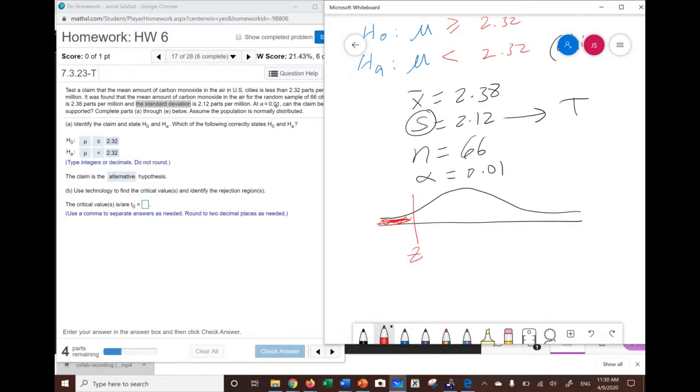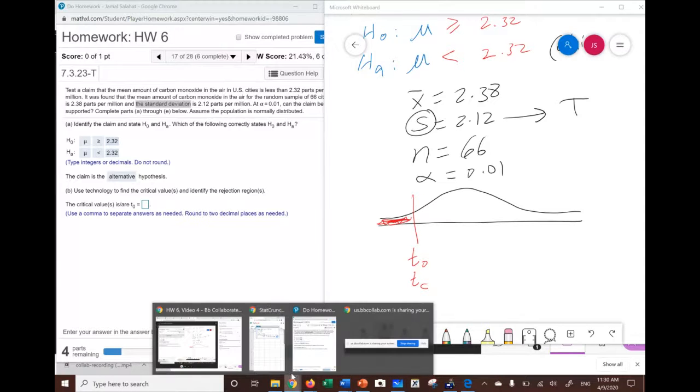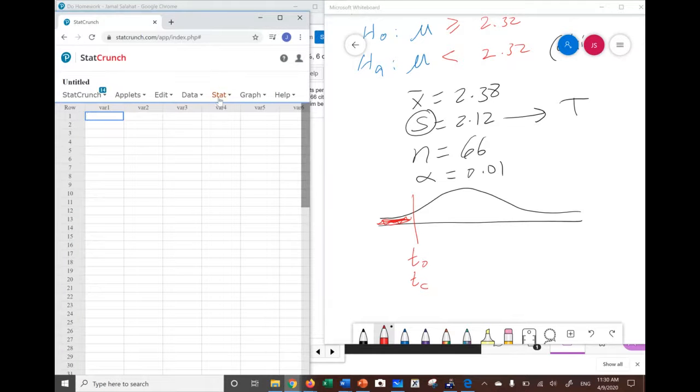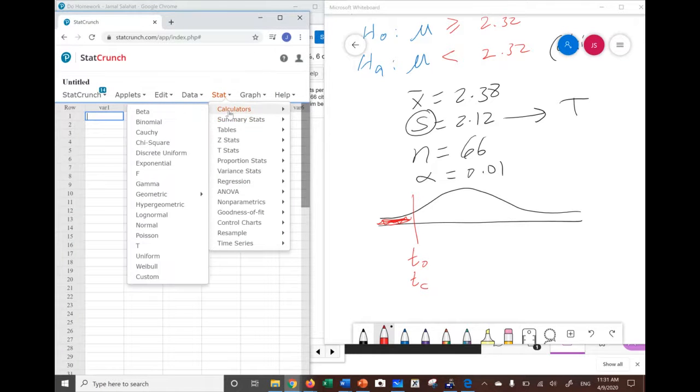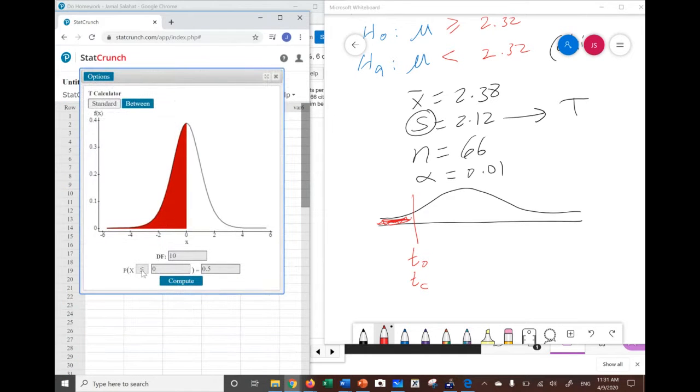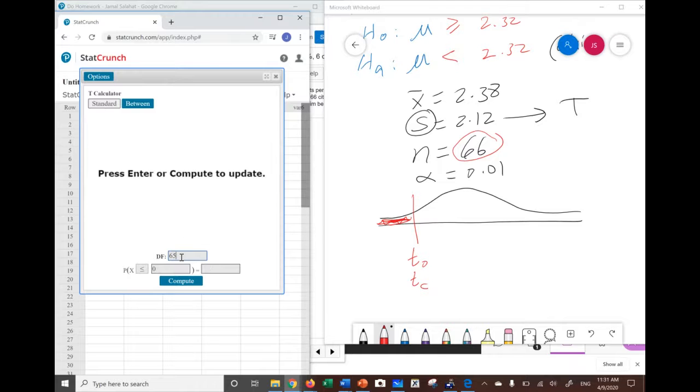Now the question is to find the T0, or the T critical. To find the T critical, I'm going to use StatCrunch as follows. Stat, calculators, T. Notice that this is only a left tail test, so I'm going to make sure it's a left tail, which is here. Then the degree of freedom in this problem, because N is 66, is going to be 65. And alpha goes into the last box, which is 0.01.